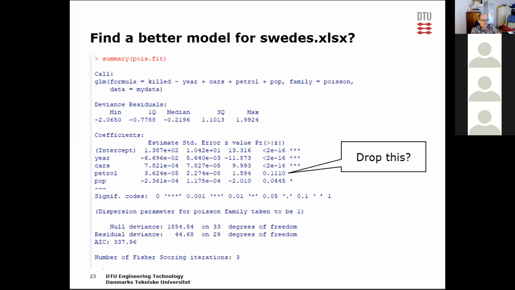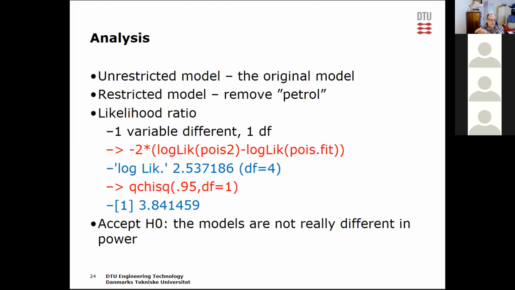Now let's manipulate this a little bit. Here's the result we got for the first model for the Poisson regression. The petrol is not statistically significant. It's not really helping us here. So let's drop it from the model and see what happens. Now we are comparing our model to an alternative model. This is the advanced method of the likelihood ratio test.